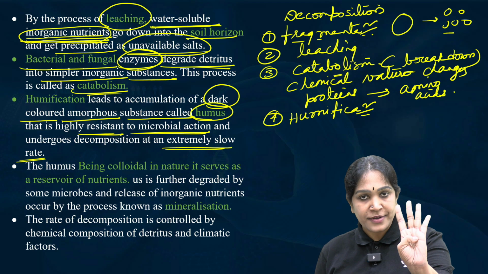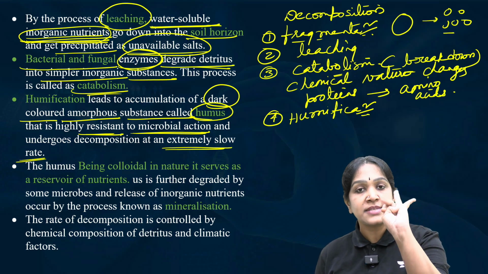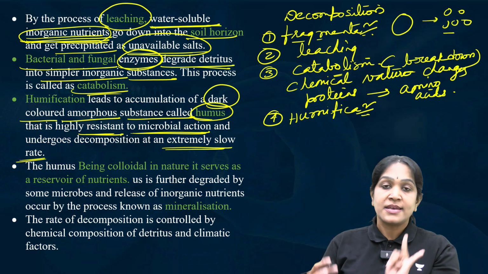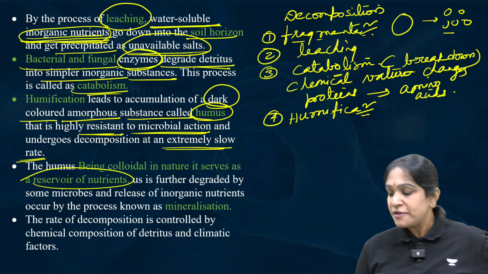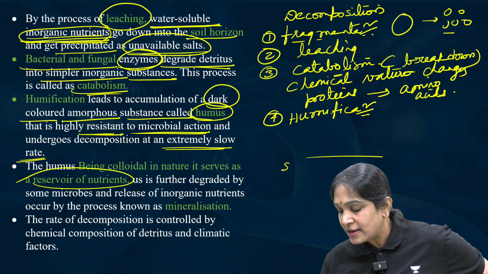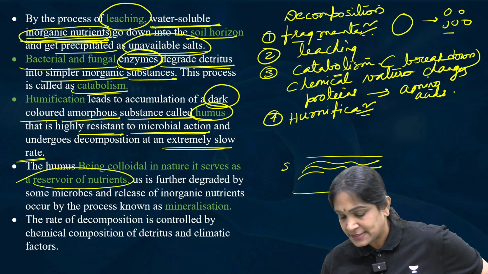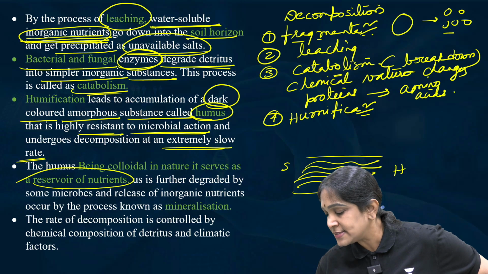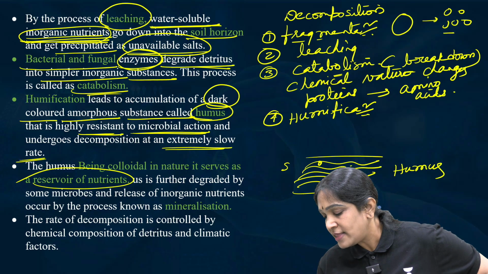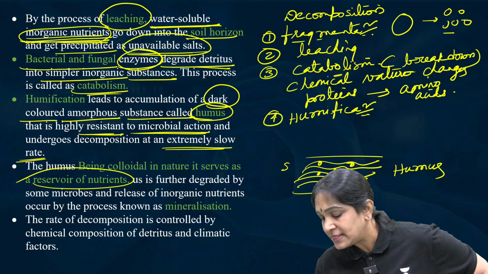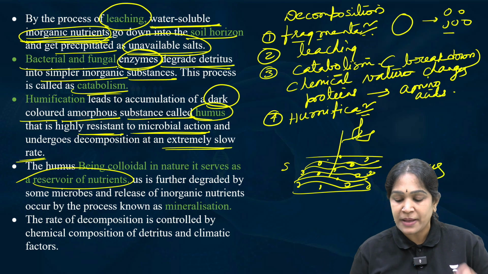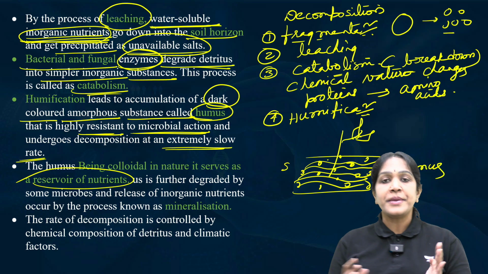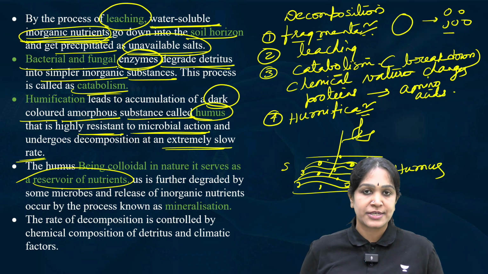Because it is amorphous, because it is fibrous, because it is not decomposing, it will act as a reservoir for the nutrients. For example, in the soil, if you have full of this humus, then all the nutrients will be trapped in the humus so that they are available for the growing plant. That is the purpose of this humus. Formation of humus is called humification.